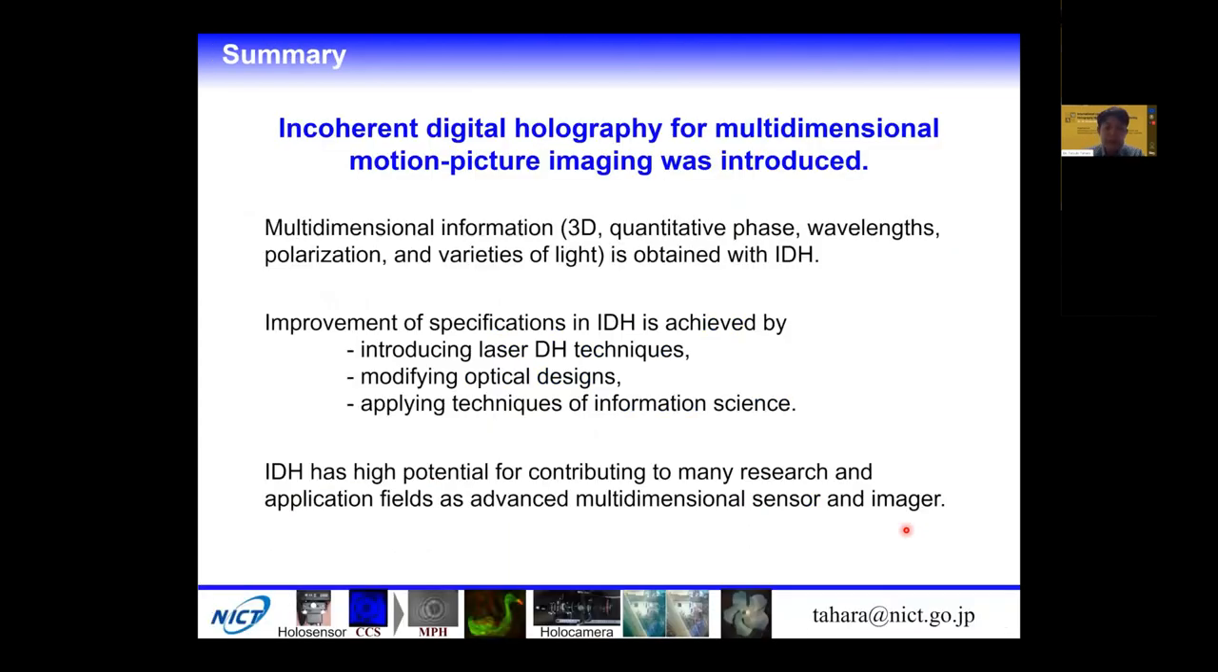Incoherent digital holography for multi-dimensional motion picture imaging was introduced. Multi-dimensional information is obtained with IDH. Improvement of specification in IDH is achieved by introducing laser IDH techniques, modifying optical designs, and applying techniques of information science. IDH has high potential for contributing to many research and application fields as a multidimensional sensor measure.